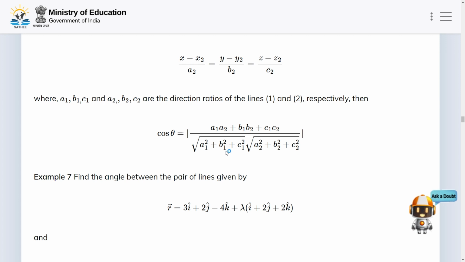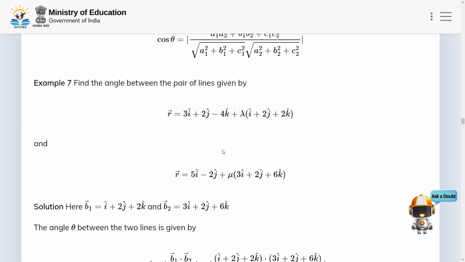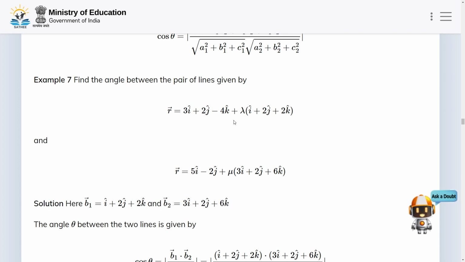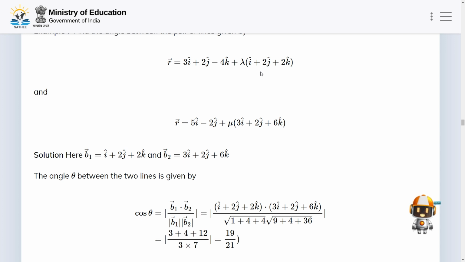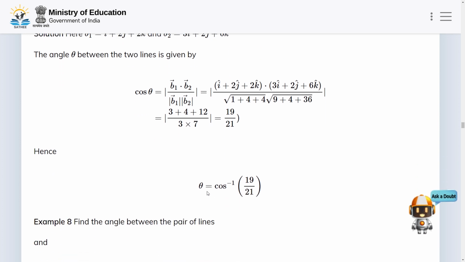Now don't worry, just try to see examples, then you will get what we have done so far. Find the angle between the pair of lines given below. These two lines are given to you. Very easy: here B1 is i plus 2j plus 2k, and B2 will be 3i plus 2j plus 6k. Now cos theta is equal to the dot product of B1 and B2 divided by the product of their magnitudes. The dot product will be 3 plus 4 plus 12 divided by 21, which means 19 by 21. This means theta will be cos inverse 19 by 21.